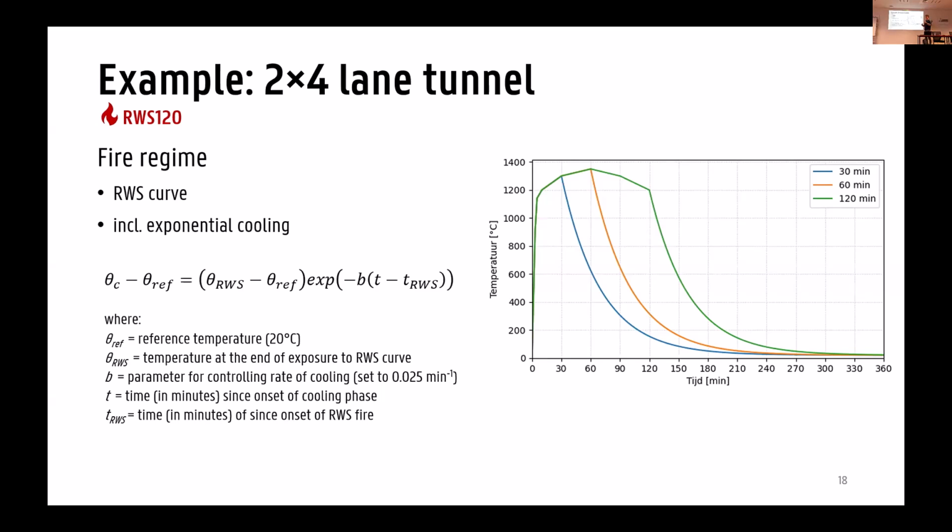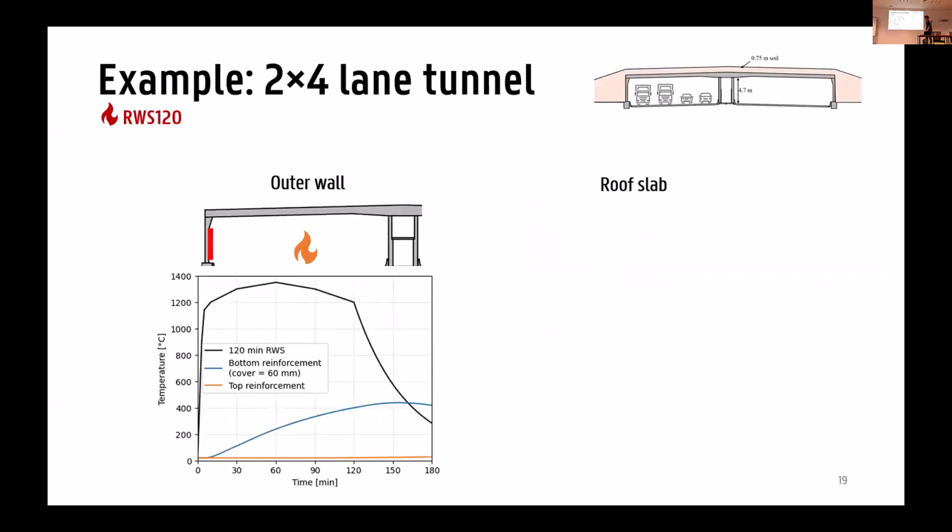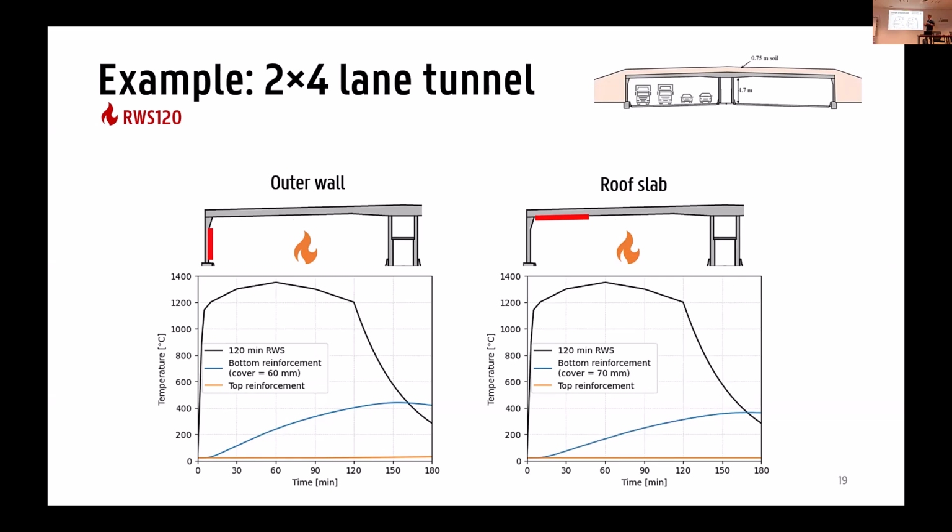And where we also included an exponential cooling phase to basically extend the curve and to also study how this tunnel behaves during the cooling phase of a fire. So if we look at the heat transfer analysis, nothing too surprising there. Basically what we see is, if we look at how the temperatures change in the outer wall and in the roof slab, we see that at the fire exposed side, which is the blue curve, it slowly increases, and then during the cooling phase, it starts to go down again.